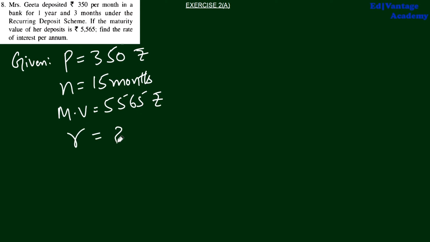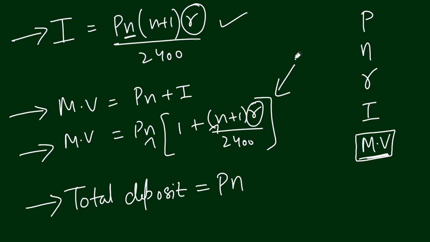Maturity value of her deposit is 5565. Find the rate. We have done a question similar to this. I guess it was question number 3 or 4, where we had to find rate. I think question number 6. So check the formula in which R comes. R is in this one, R is in this one.